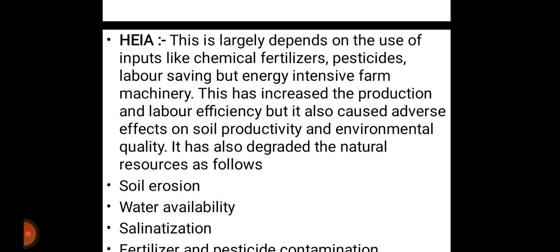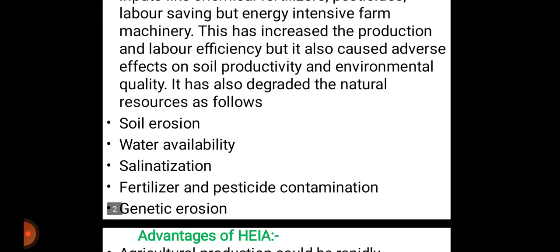Thus, this has increased production and labor efficiency, but it also causes adverse effects on soil productivity and environmental quality. It has also degraded the natural resources as follows. First one, soil erosion, water availability, salinization, fertilizer and pesticide contamination, and the last one, genetic erosion.